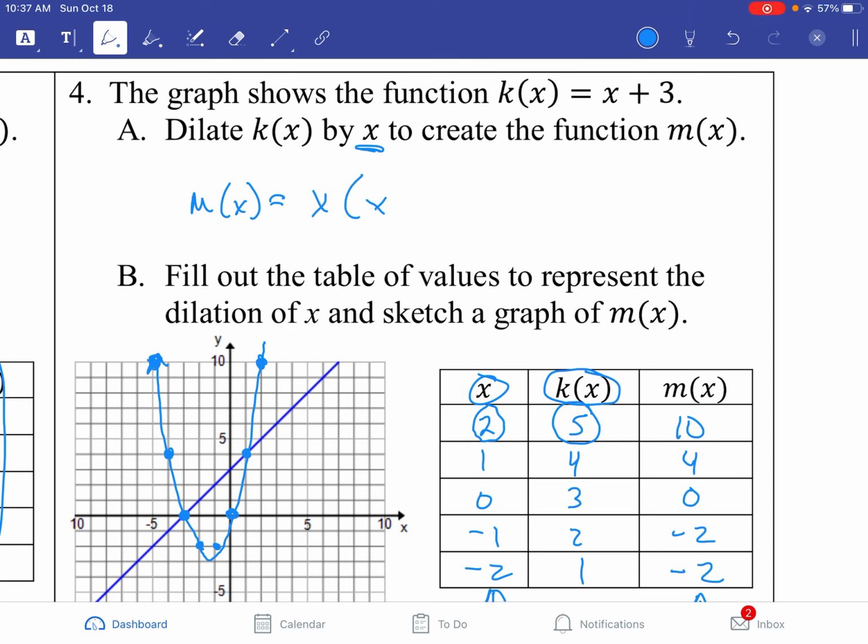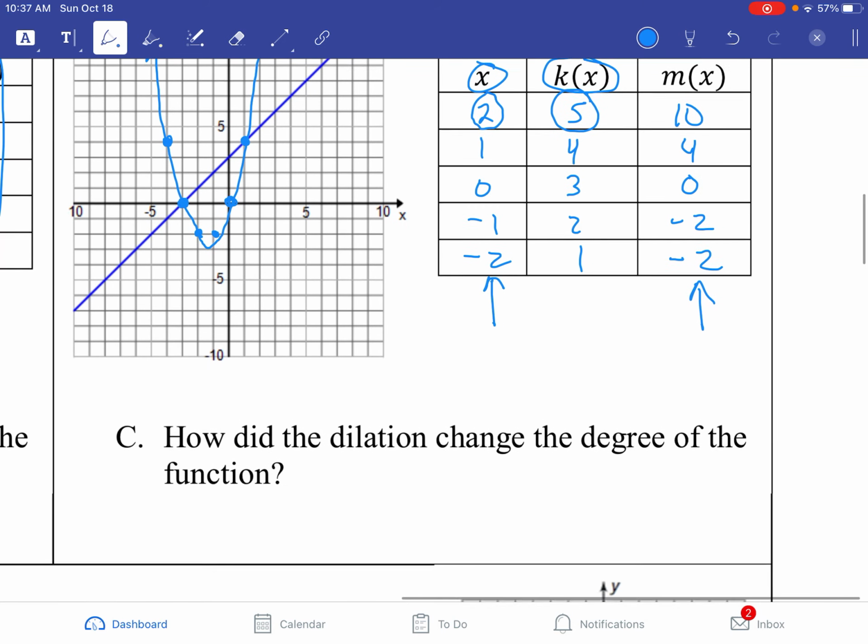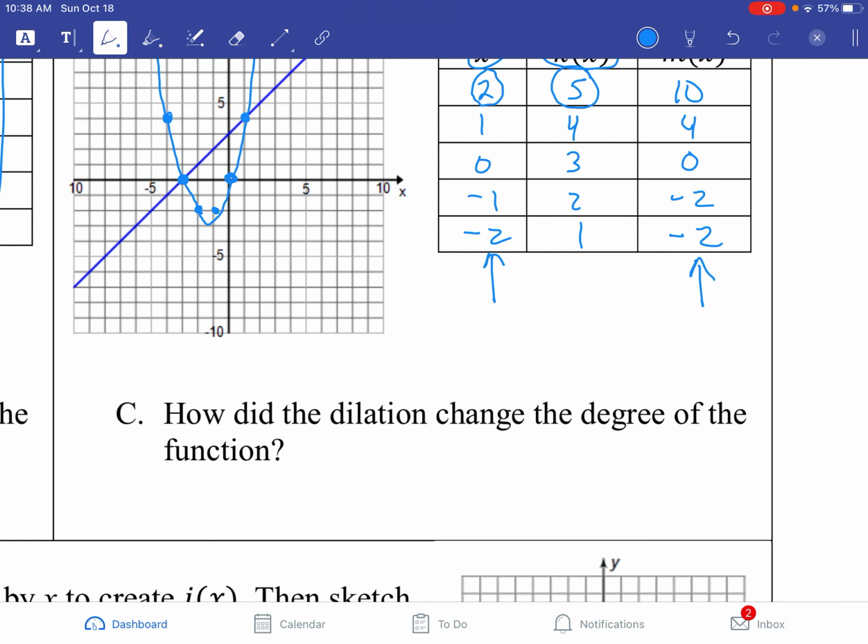We had x and x plus 3. If we redistribute the x times the x plus 3, we get x squared plus 3x. So what that's saying is, our function at the beginning, when we had it as k of x, had a degree of 1. Well, now we have a degree of 2. So the degree did change.